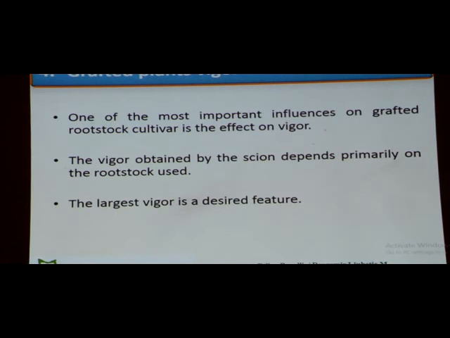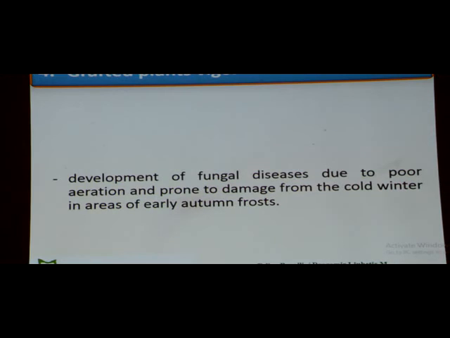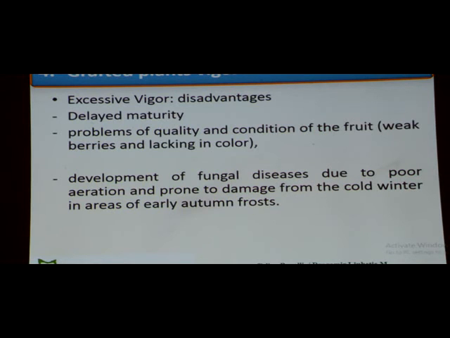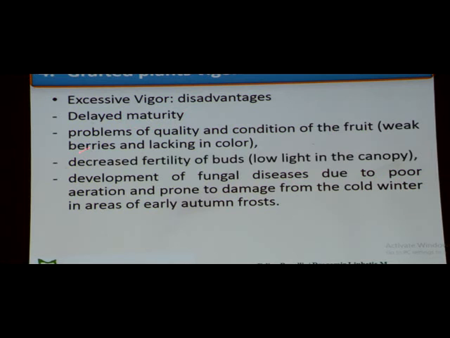Well, there are a lot of reasons why rootstocks are vigorous, but excessive vigor could be a disadvantage because it could delay maturity. We could have problems with the quality and condition of the fruit, having weak berries lacking in color, decreased fertility of buds, and development of fungal diseases due to poor aeration, and it is prone to damage from the cold winter in areas of early autumn frost.